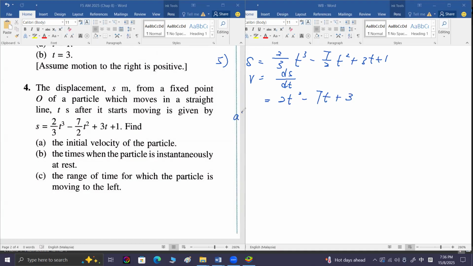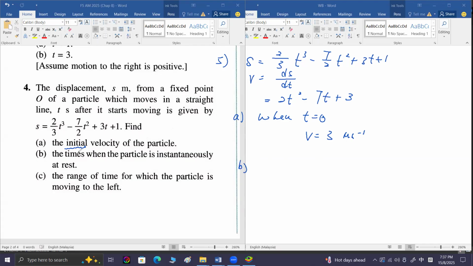Okay, class, look at A. Can you see the word initial? Initial means when t is 0. When you see the word initial, then you can find V. When t is 0, then you can get 3 meters per second.